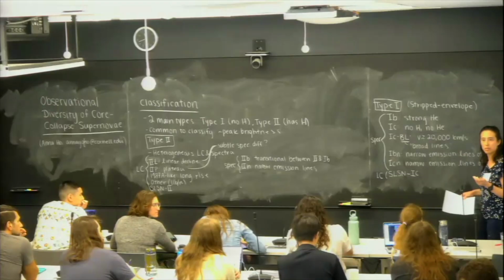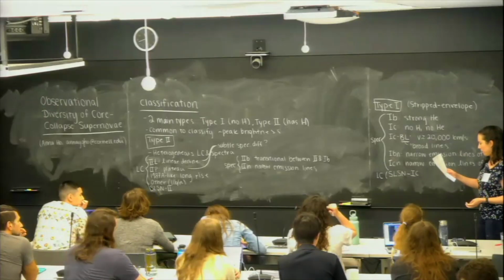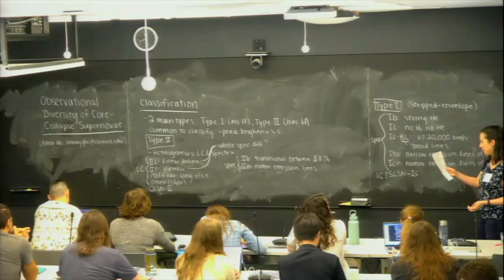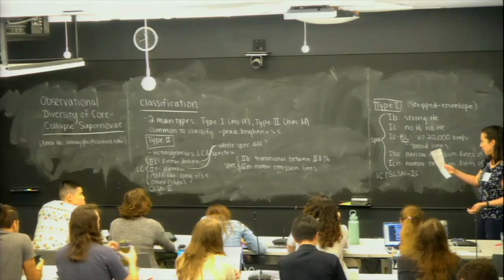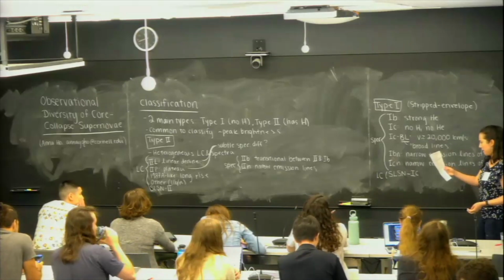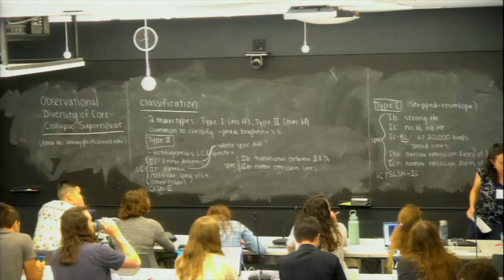Other questions? I think those are all the main types of stripped envelope supernovae. Was there, let me just see.